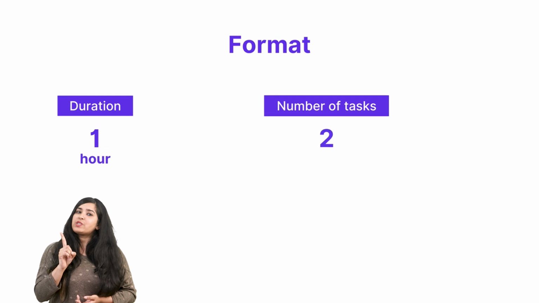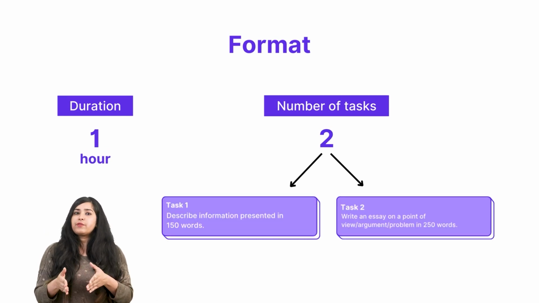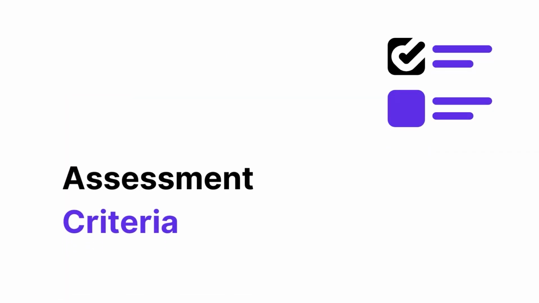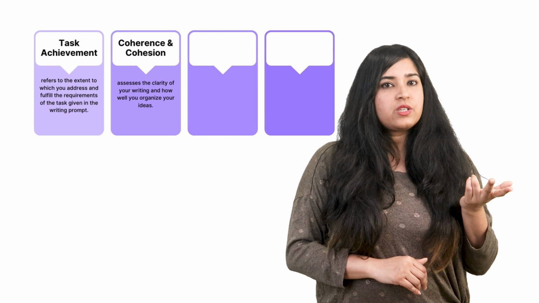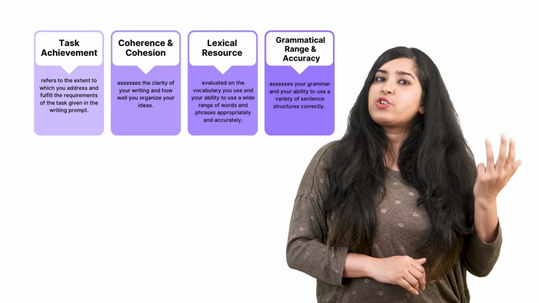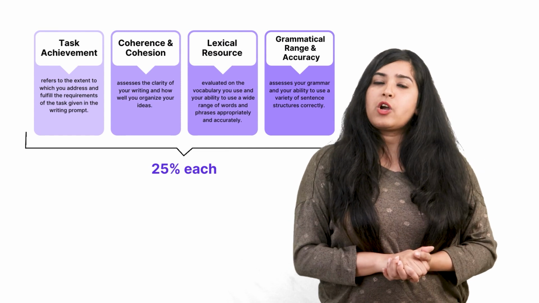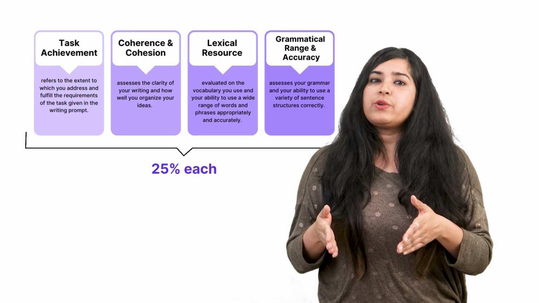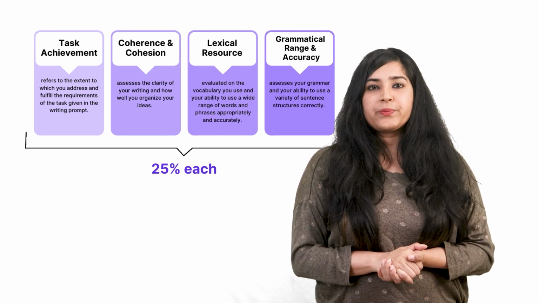You will have 1 hour to complete 2 tasks. The assessment criteria for this section is slightly different from the ones we covered in the IELTS reading and listening sections. The assessment criteria for the writing section is as follows: task achievement or task response, coherence and cohesion, lexical resource, and grammatical range and accuracy. These 4 areas are equally weighted, so each of them contributes to 25% of your total score for task 1. Let's go into this a little further and understand what exactly the examiner is looking for.